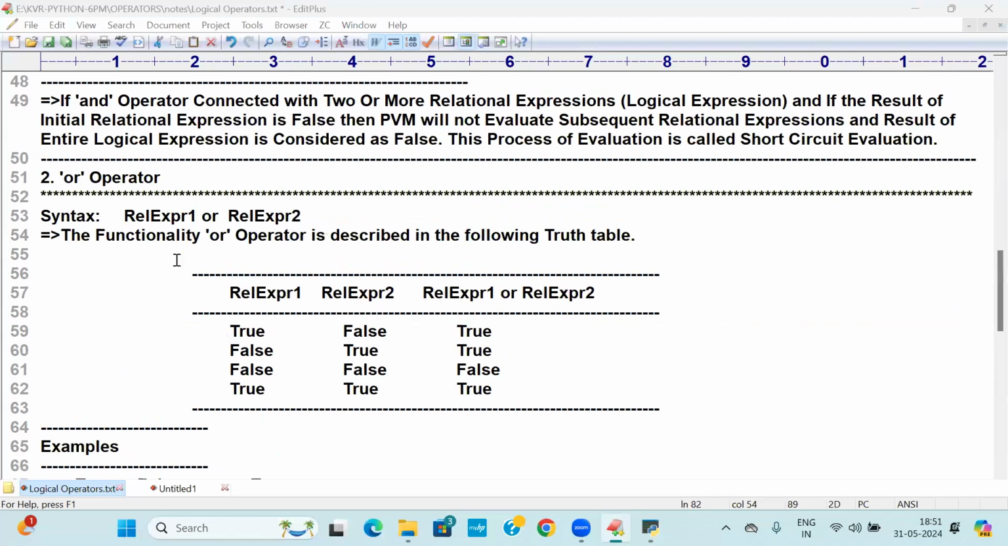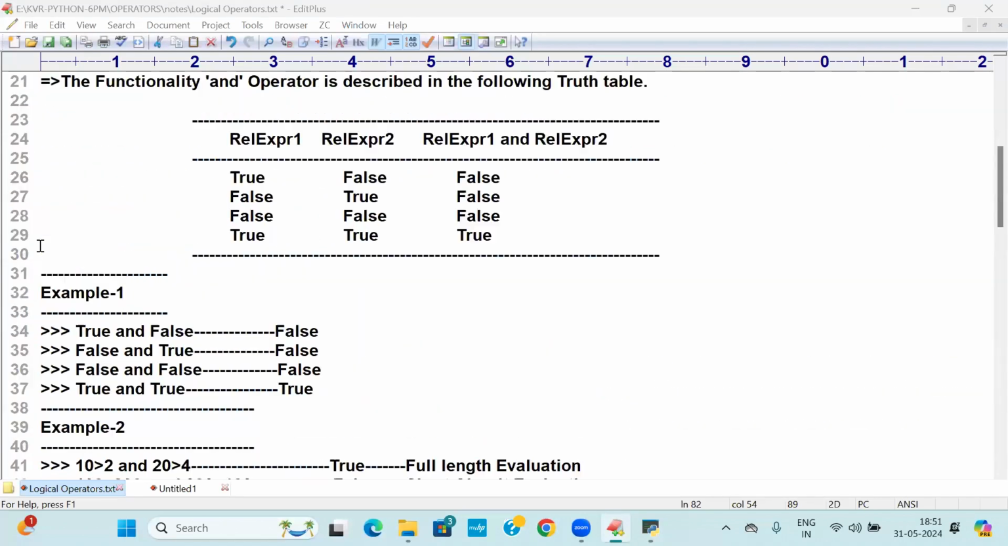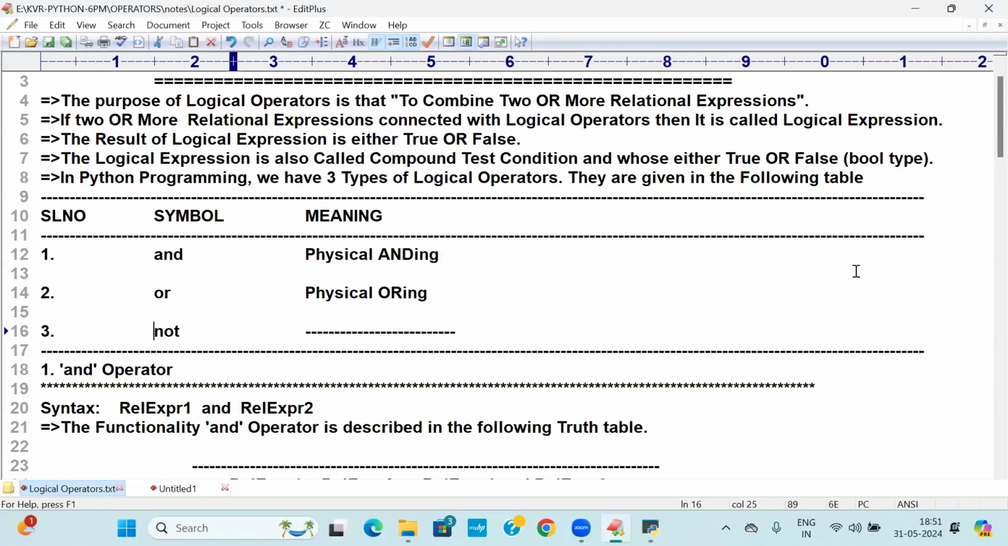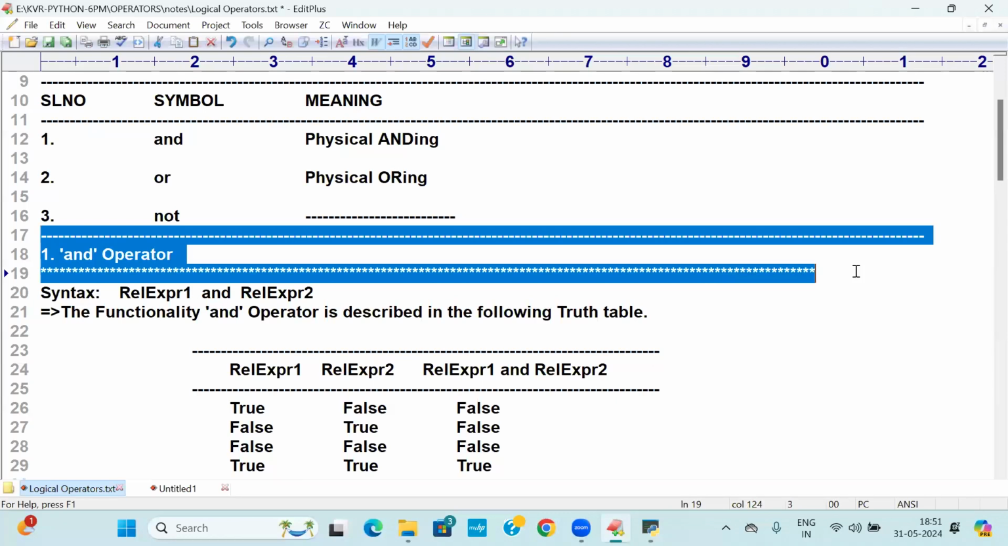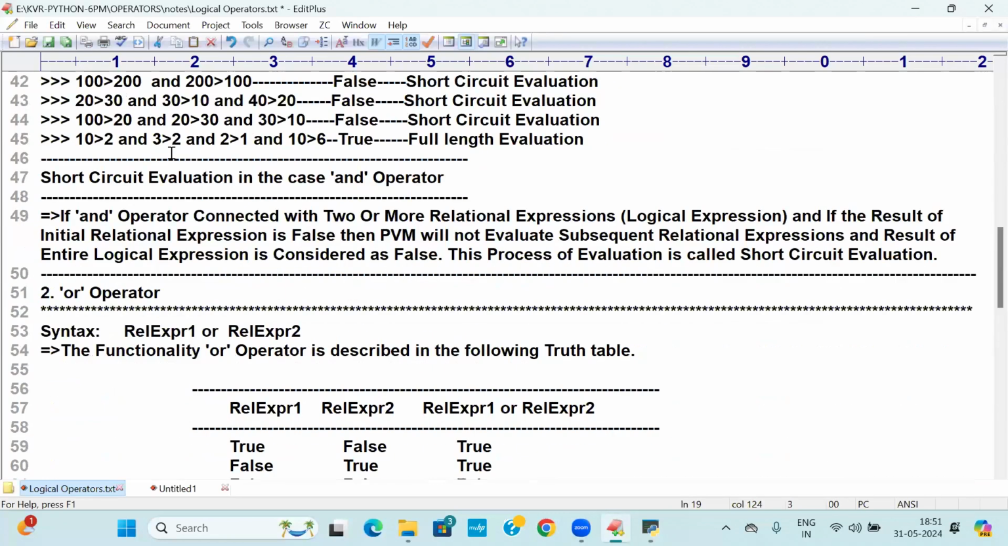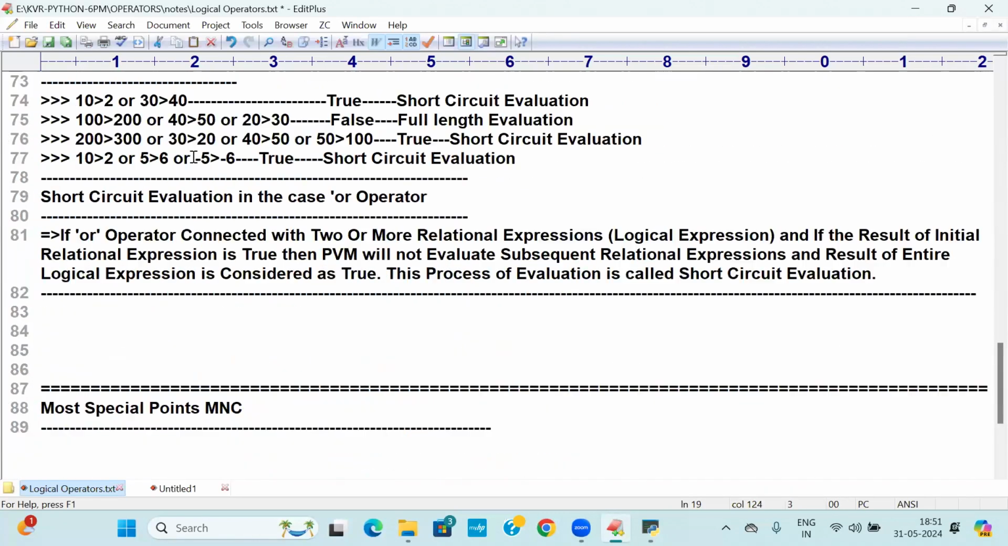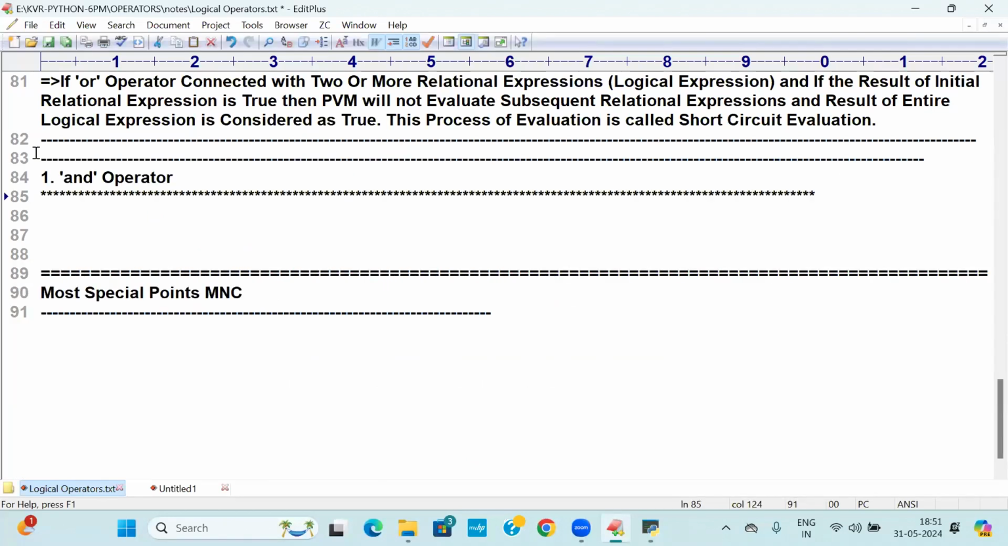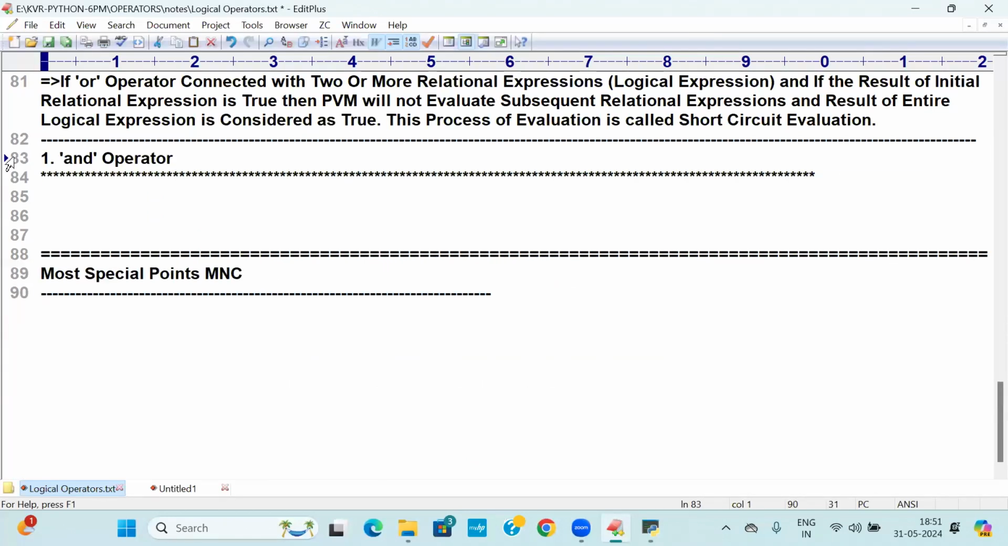Next, I'm going to introduce further. What is the next operator? Not operator. I'm going to introduce not operator. Here I'm going to talk about it. Here I'm taking the not operator. What is not? Hey, what is not means, why are you not saying? What is not operator?